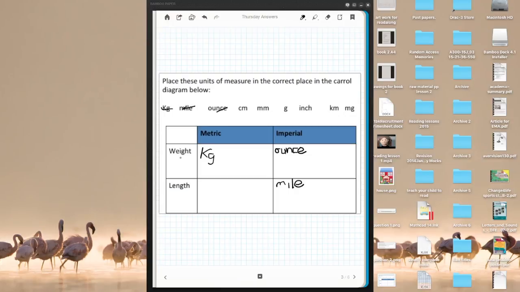Centimetre. Is it weight or length? Well, it's length. Is it metric or imperial? What we use now or old-fashioned? It's metric. Millimetre. Weight or length? Well, it's length. Metric or imperial? It's metric.